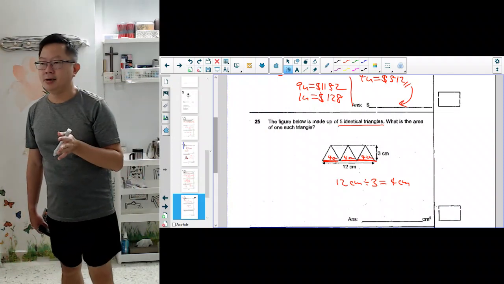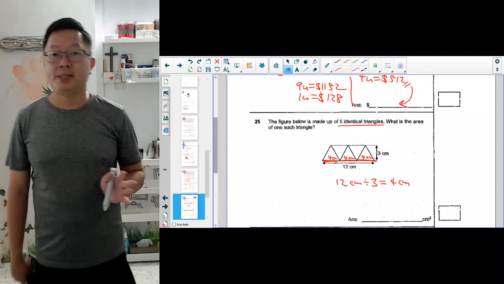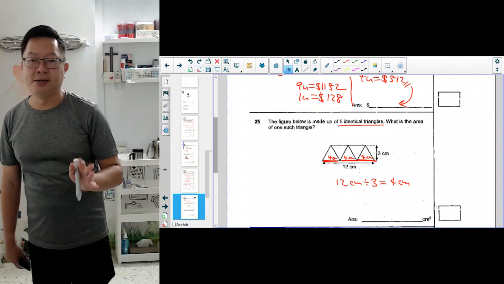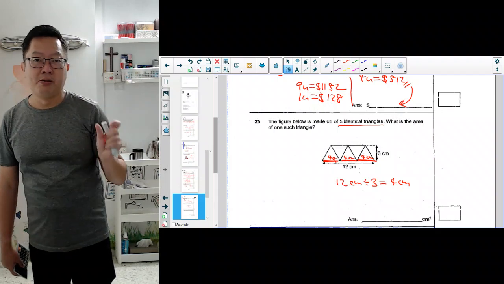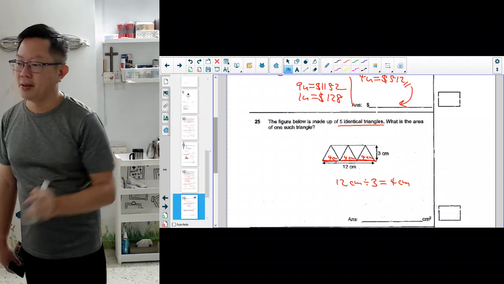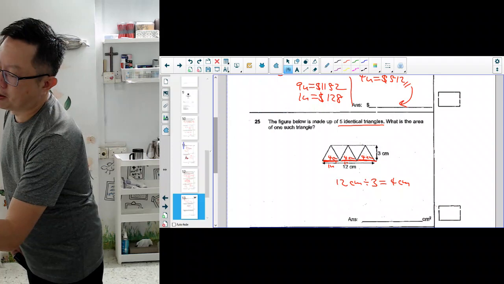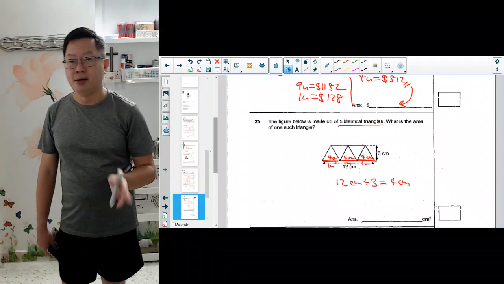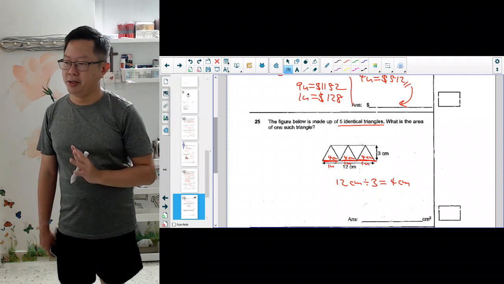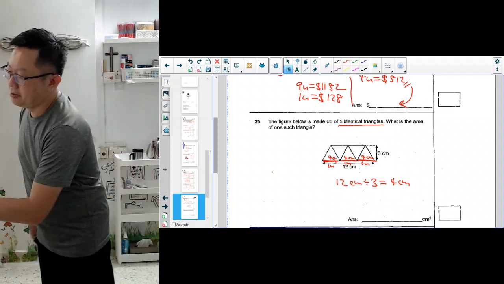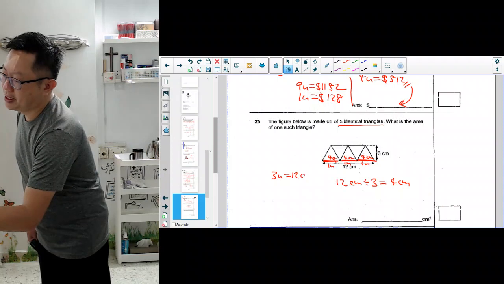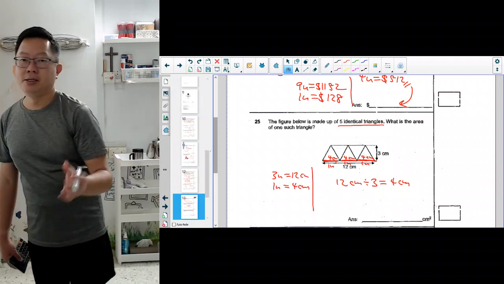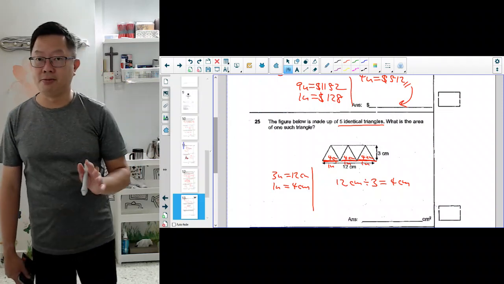So what's the lesson here? Now when you see identical shapes or identical triangles or whatever, if they are identical, look for equal parts, equal sides. And what do you call them? Call them units. But over here, of course, I won't call them units. They are actually called the base of the triangle. But you can also call them units. So 3 units equal 12 cm. Then your 1 unit will be 12 divided by 3. So which means the base of the triangle is 4 cm.